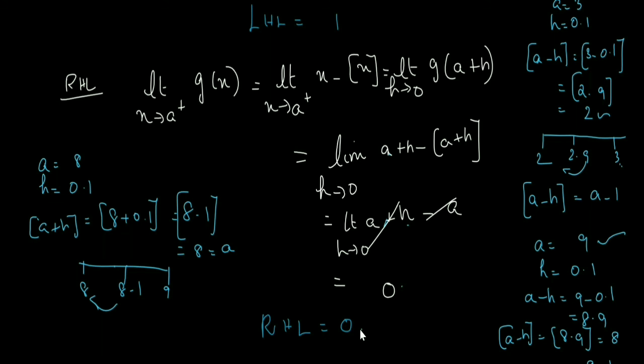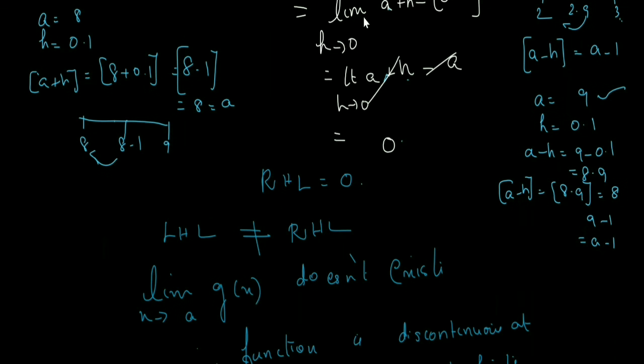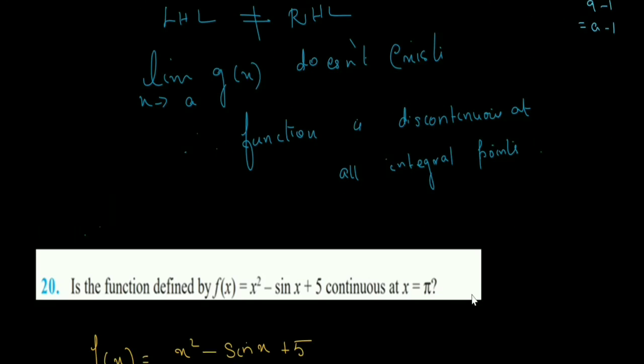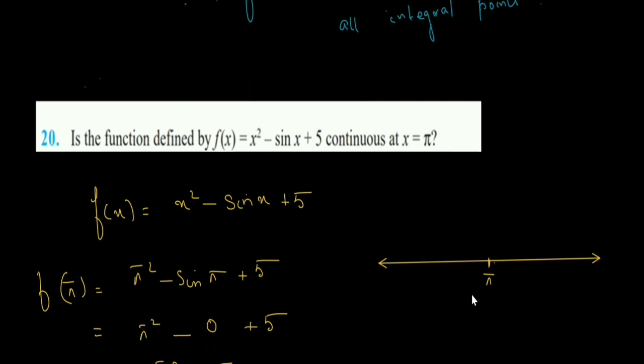So the right hand limit is 0 and the left hand limit is equal to 1. So the function is not continuous because the left hand limit is not equal to the right hand limit. That means the limit doesn't exist. Therefore the function is discontinuous at all the integral points, whether it is greater than 0 or less than 0, the same thing. We move on to the next question.